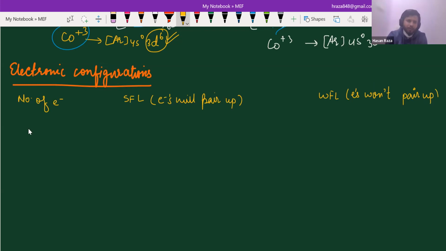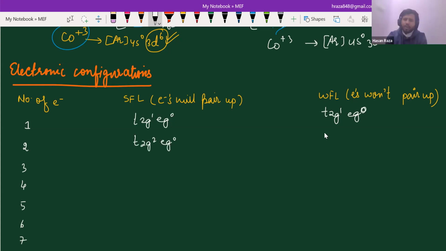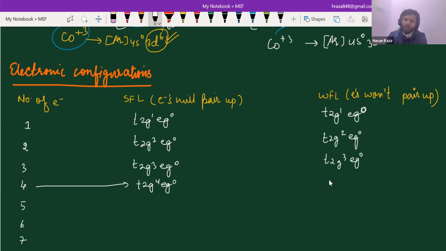Now see, if you have 1 electron, 2 electrons, we will do up to 10. In a strong field ligand, it is very easy: t2g1, because it is the lower energy level, eg0. In a weak field ligand, it will also be the same. You have only 1 electron and it will go in the lower energy level. Then t2g2, eg0. Then the third electron comes, t2g3, eg0. When the fourth electron comes, pairing will take place in a strong field ligand, t2g4, eg0. And here it will be t2g3 eg1. The pairing will not take place and the 1 electron will go directly in eg.